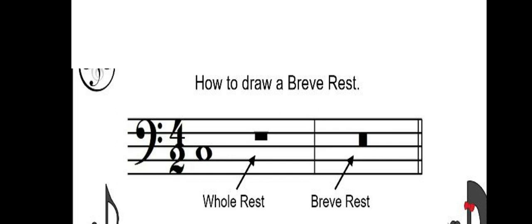The whole note is like an O, but the whole rest is like a box which is attached to a line from below. A brief rest is twice the whole rest, so it will touch both lines. It will be found in the middle of 2 parallel lines or 2 adjacent lines. That's how a brief rest looks.